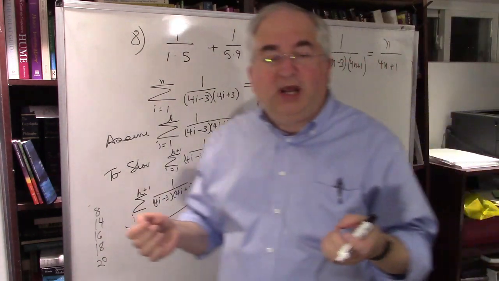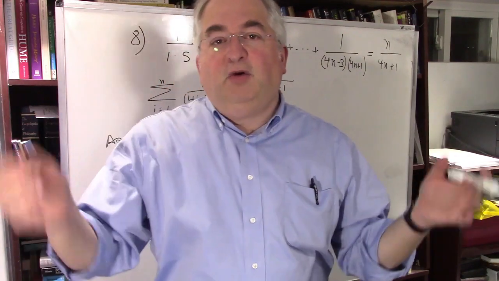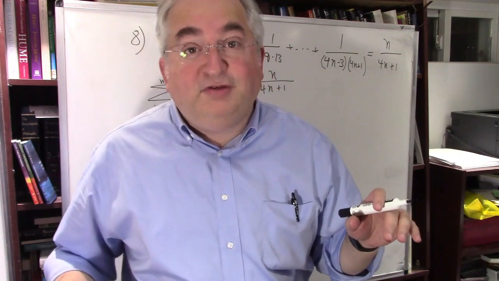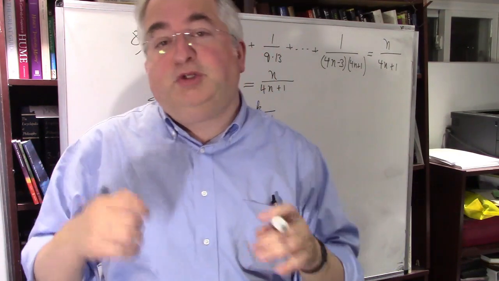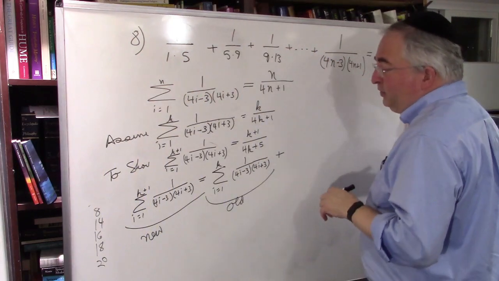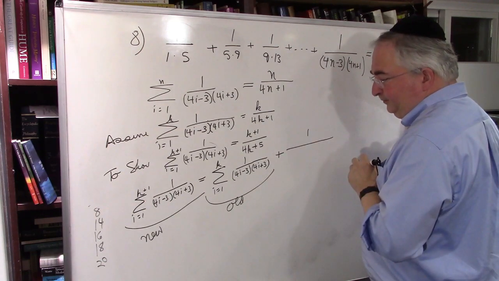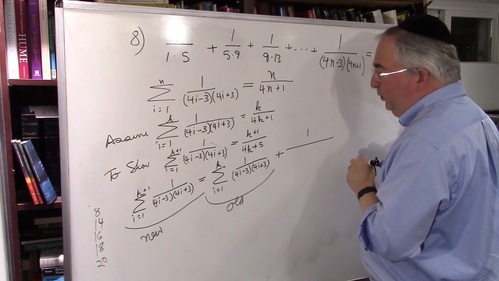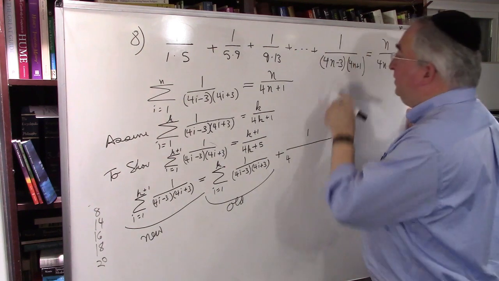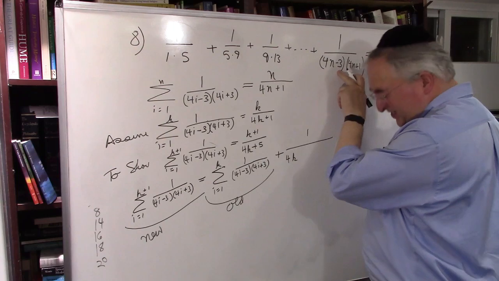For computer scientists, this is no problem. If you have a loop doing 36 things, doing the loop 36 times is the same thing as doing the loop 35 times and then manually afterwards doing it one more time. So that's what we're doing now. We're manually putting it in one more time. So this becomes 1 over, plugging in k plus 1 here, 4 times (k plus 1) is 4k plus 4, minus 3.